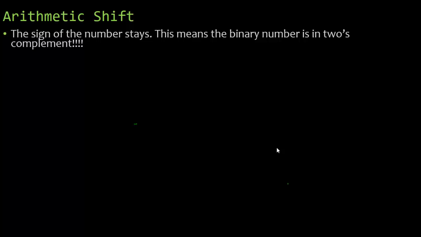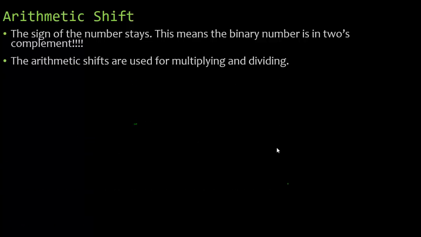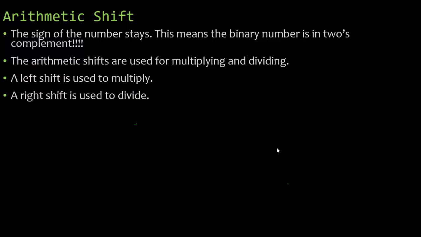So, an arithmetic shift. Now the sign of the number stays. This means the binary number is in 2's complement. Arithmetic shifts are used for multiplying and dividing, not adding and subtracting. We did binary arithmetic earlier in the year, but now we're learning how to multiply and divide. If you're shifting to the left, you're multiplying. If you're shifting to the right, you're dividing.